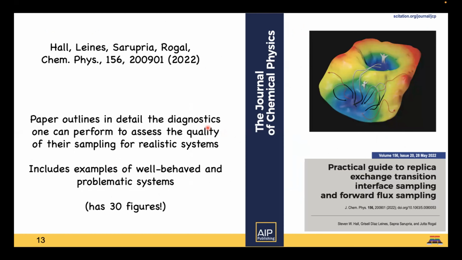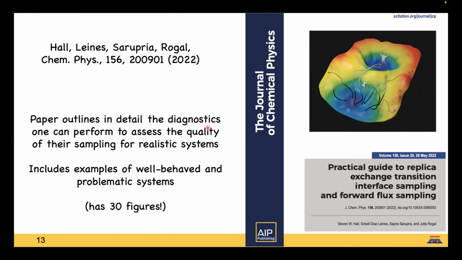One, for realistic systems, we don't know what the right answer is in most cases, right? In your potential energy surface examples, you know what the right answer is. So you can look at any of the sampling methods, compare with the right answer and say, okay, it's working well or not. But for realistic systems, we often don't know. So we can only develop more diagnostics to assess the quality of sampling.